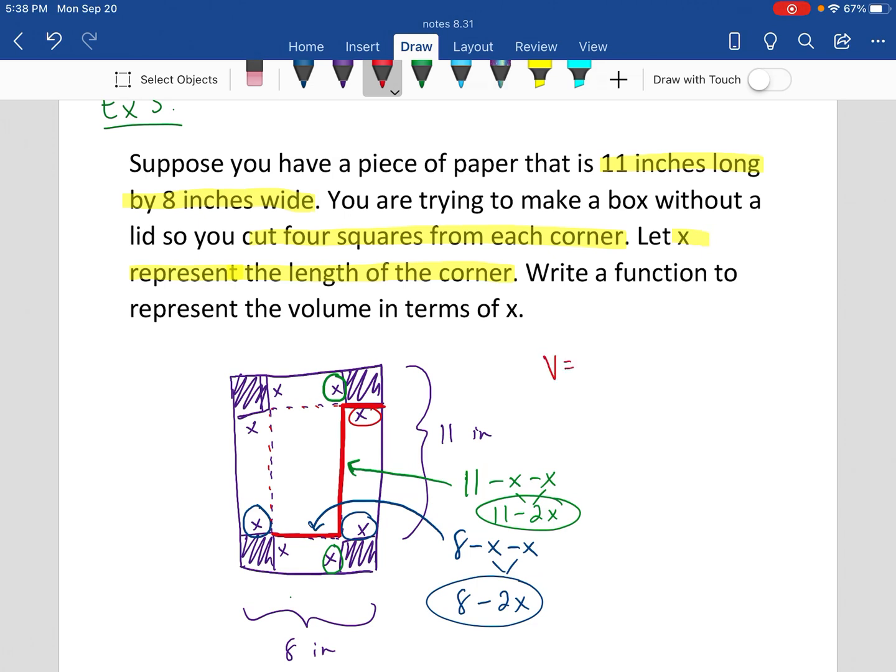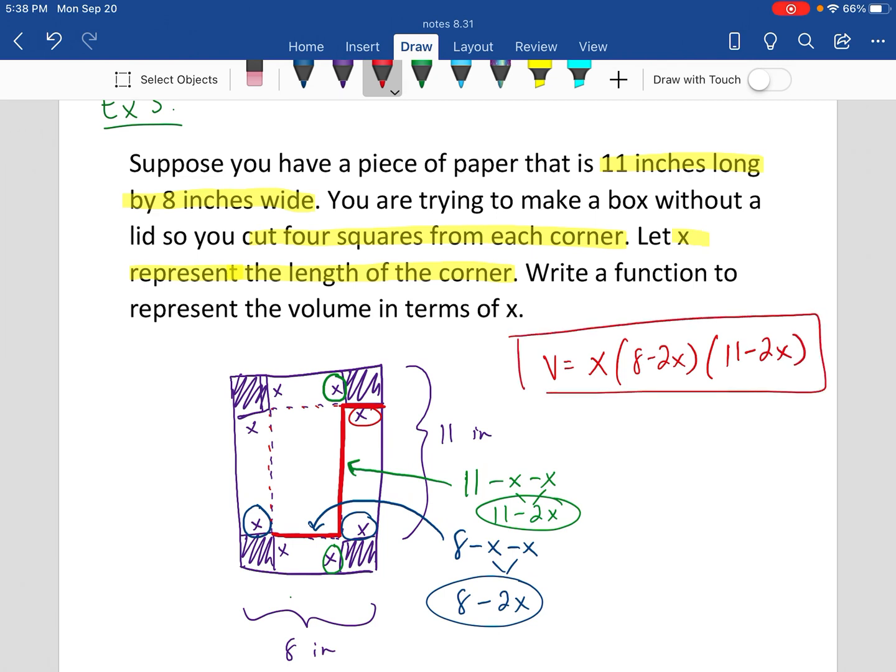Okay, so my function now is going to be V equal to x for my height, times 8 minus 2x for my width, times 11 minus 2x for my length. And I'm done. This is my final answer. I have 3 things that I've multiplied. Now here it doesn't matter the order. Think about it this way. If I multiply 2 times 3, I'm still going to get the same result as 3 times 2. So the order does not matter. What's in parentheses does matter though. And that's it. This is my answer.